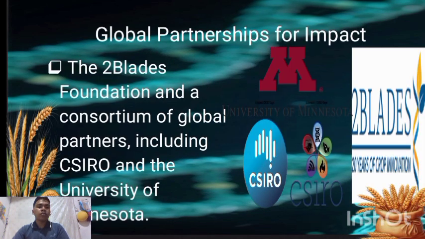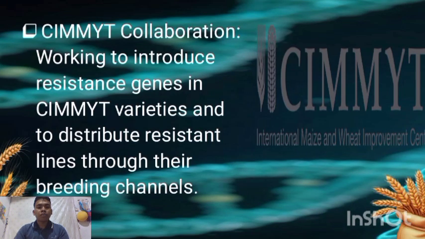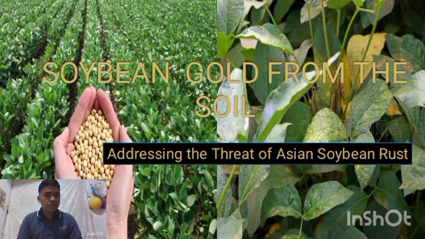And then there is the global partnership or impact: the Gates Foundation and the consortium of global partners including CIMMYT and the University of Minnesota. This partnership will unite to find a solution to wheat rust. And then CIMMYT collaboration works to introduce resistance genes into CIMMYT varieties and to distribute resistant lines to their breeding channels. Soybean resistance, addressing the threats of Asian soybean rust.